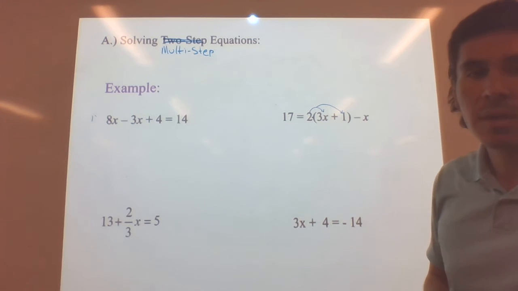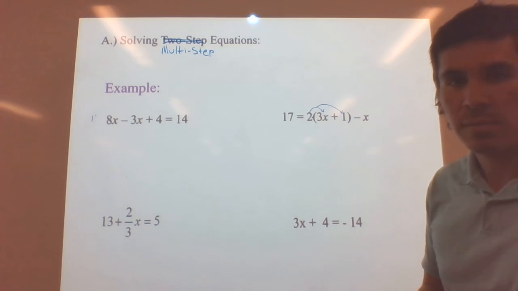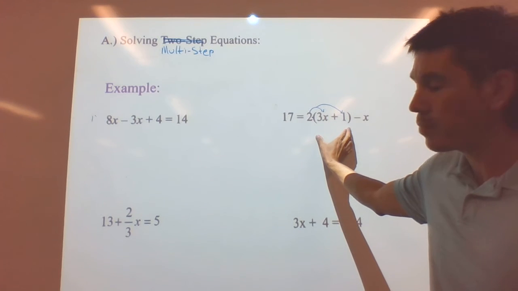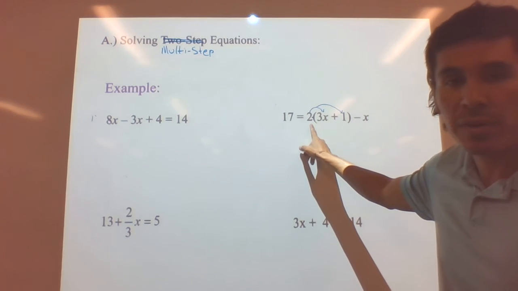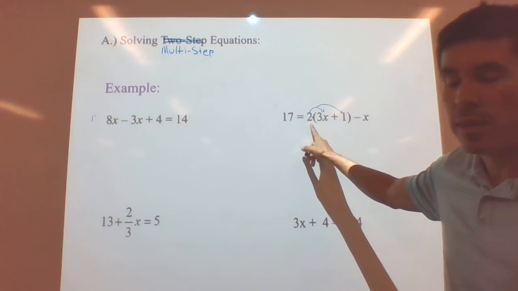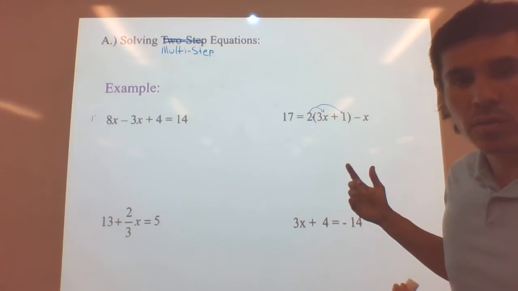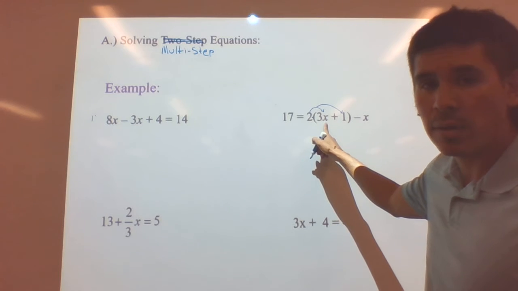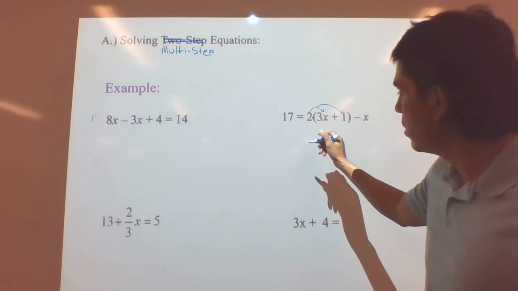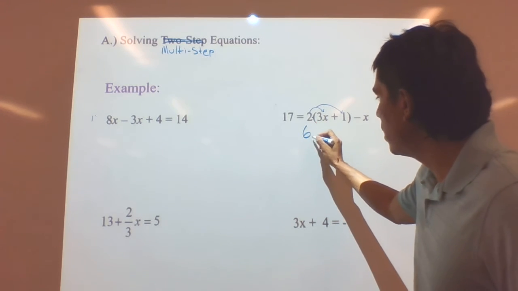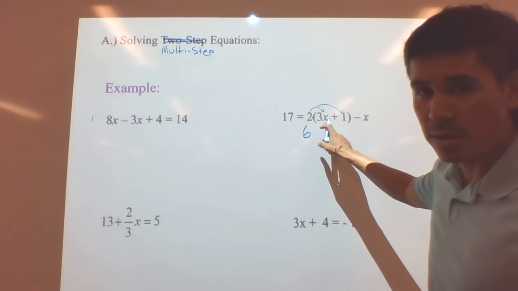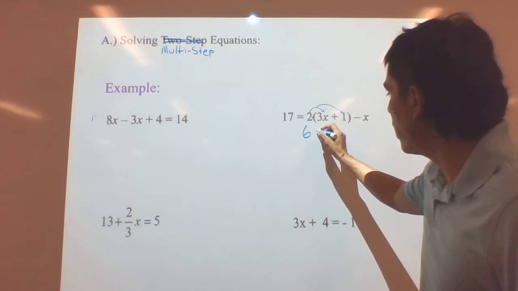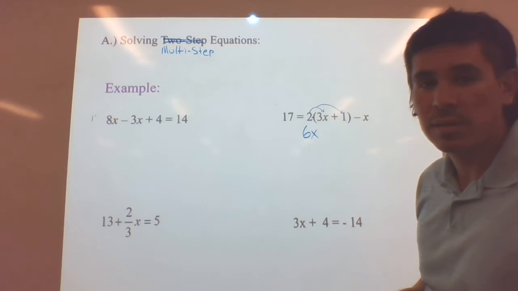Okay? This is called the distributive property. It happens whenever you have parentheses and you have an integer on the outside. Okay? And then we distribute it to the inside. So let's go ahead and do that. What's 2 times 3x? What's 2 times 3? It's 6. Okay? And we have x there, so the x also comes into play. So we have 6x.